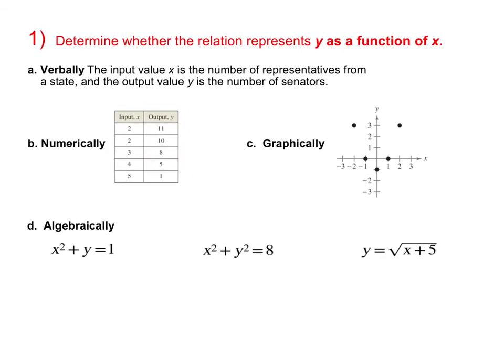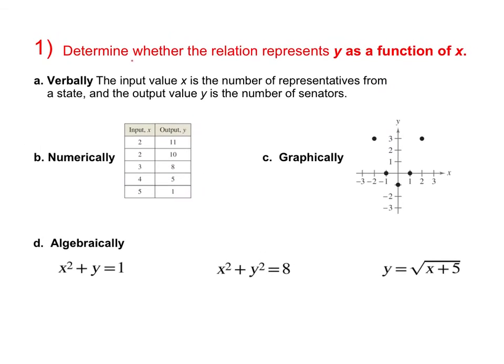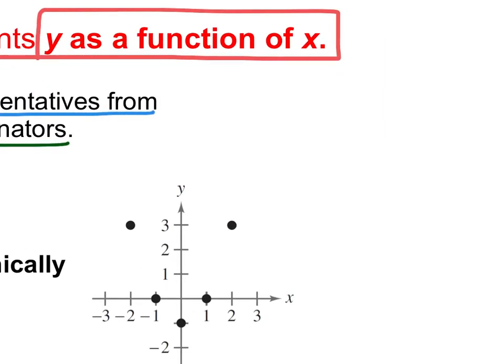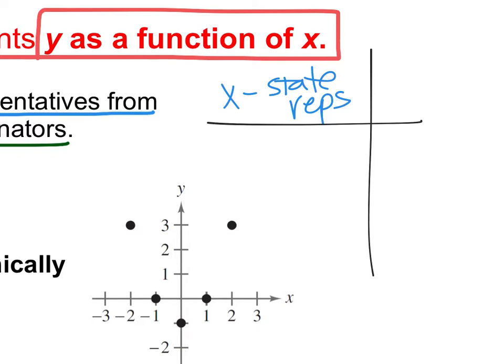All right, so number 1, determine whether the relationship represents y as a function of x, which just means, is it a function? So letter A is an example of a verbal description, telling us what the input and the output are. So the input value is the number of representatives from a state, and the output value is the number of senators from that state. So what I like to do here is kind of draw and visualize. So I would say, well, okay, my x values, they are state representatives. And then if I make a table here, my y values are the state senators.